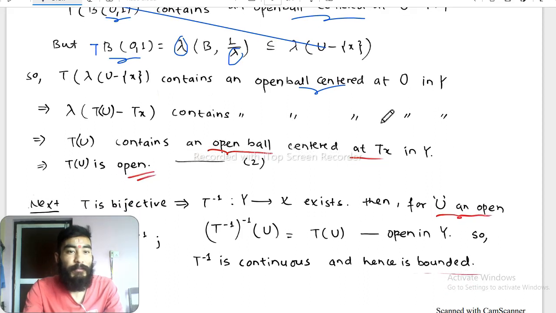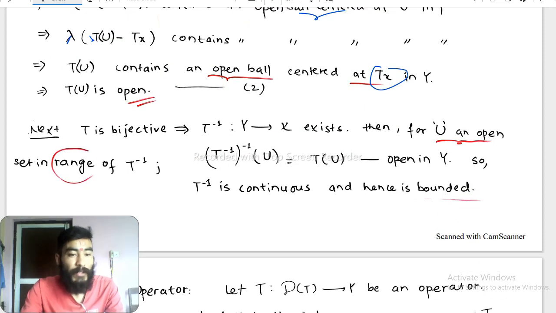Now simplification. A small correction is needed: lambda comes outside here only after applying T, since T is linear. Then adding Tx on the other side and dividing by lambda, we get that TU contains an open ball which is centered at Tx. This shows TU is open and T is an open mapping. The first part of the theorem is proved.